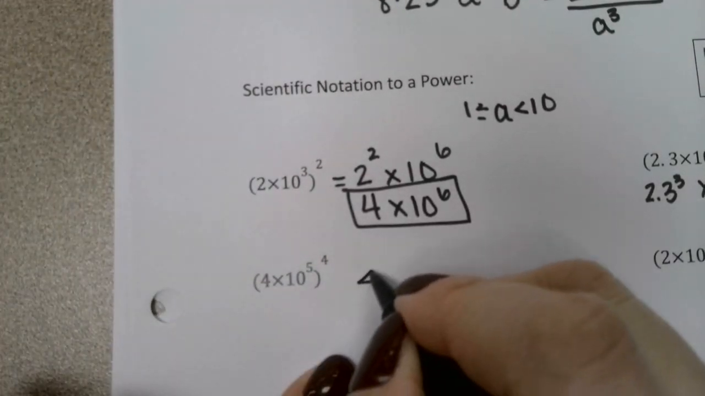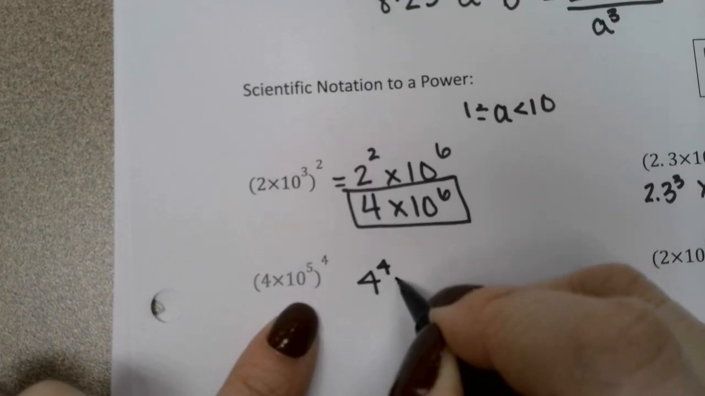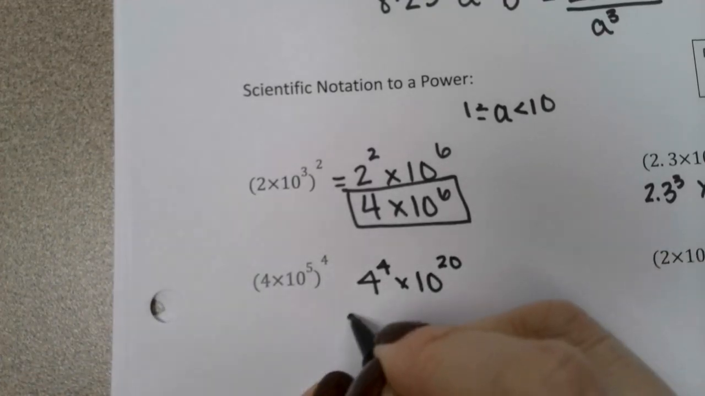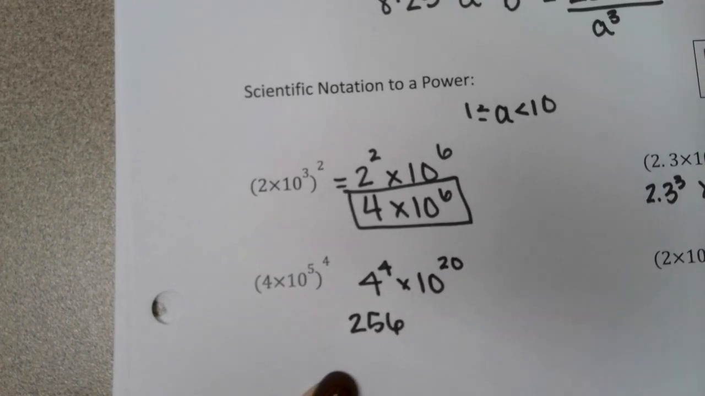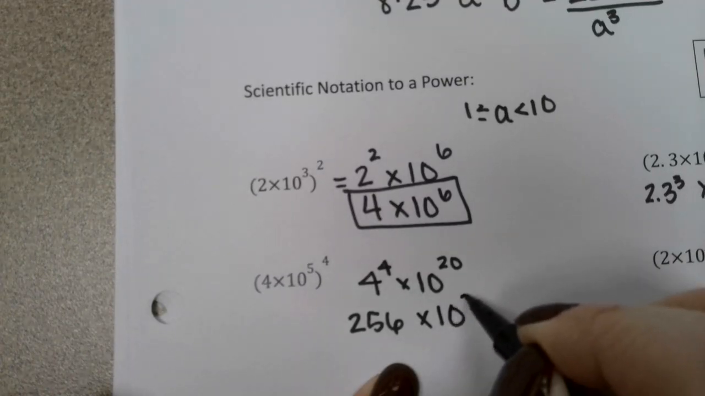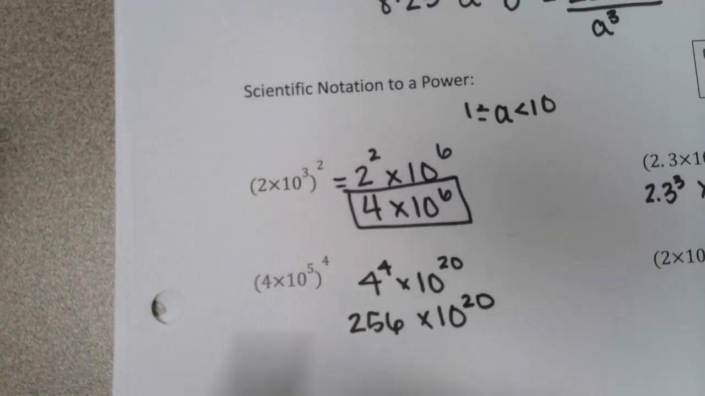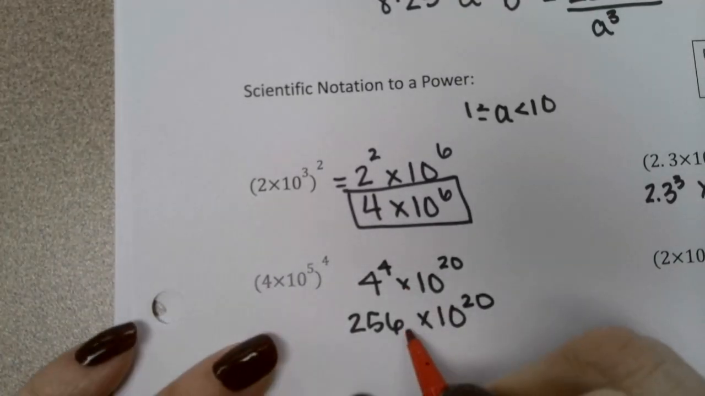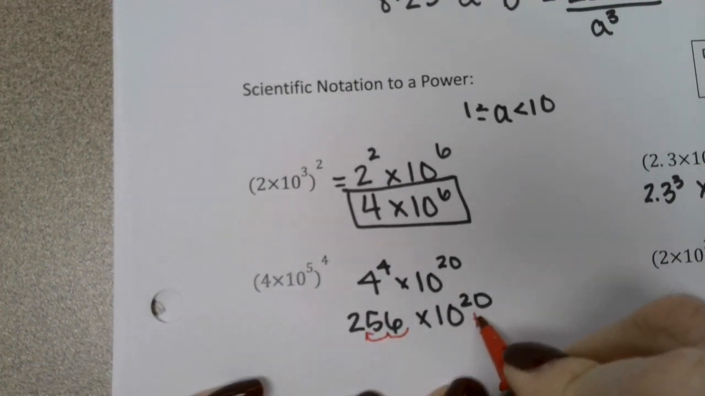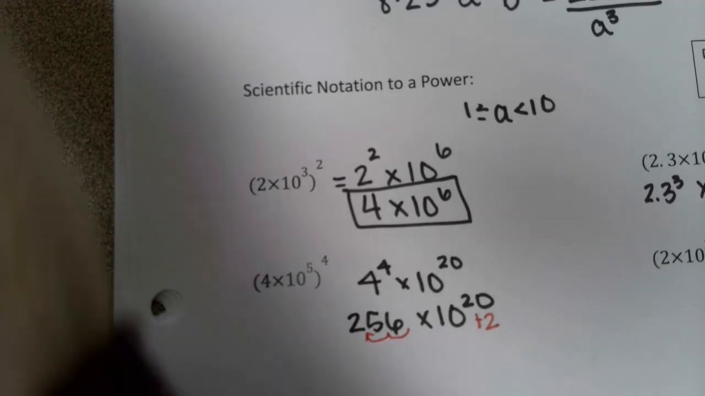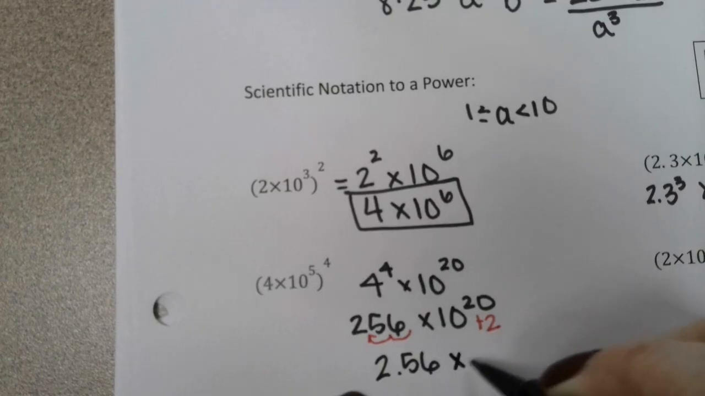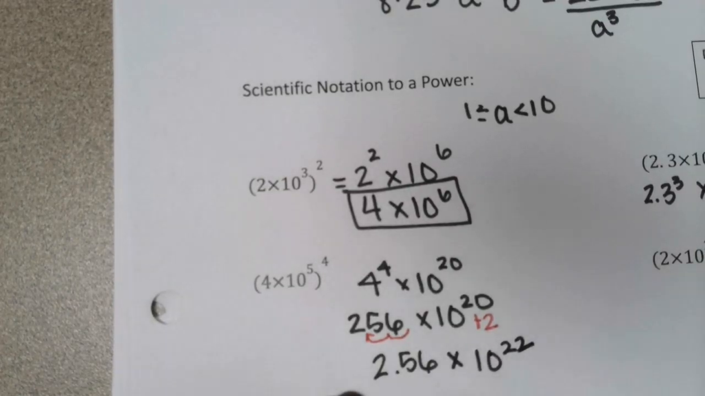Here you would have 4 to the 4th power times 10 to the 20th. 256. I think I need to double check myself. I'm feeling confident. Okay. Times 10 to the 20th. Now this one is 2 slides to the left. So over here I'm going to add 2 to the exponent. I'm going to get 2.56 times 10 to the 22nd.